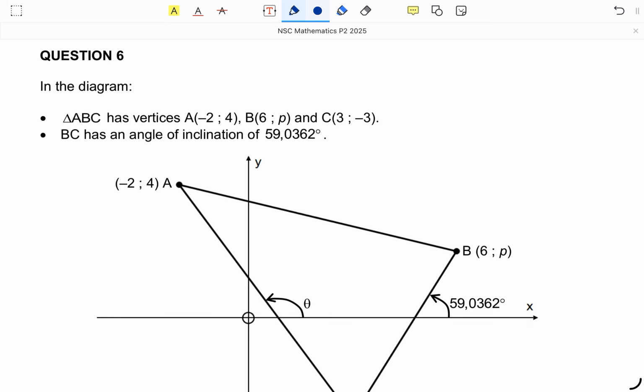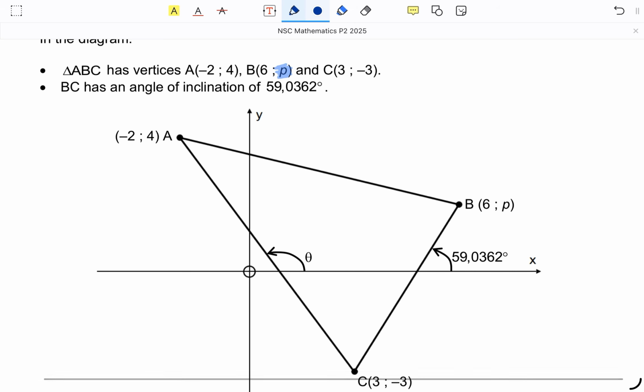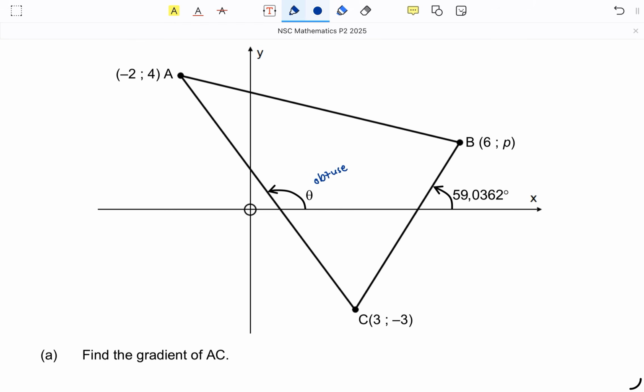In today's video, we're going to take a look at question 6 of this question paper. It says in the diagram, we've got triangle ABC, and we can see that on the given diagram with vertices at point A, B, and C. And we can see that B is missing a value. And then they also tell us that BC has an angle of inclination, and it's given on the diagram. And then we also see theta, which is an obtuse angle. And it's also an angle of inclination that we might need to solve a bit later.